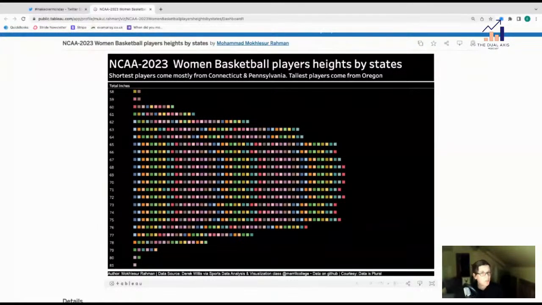The title isn't ideal, it could probably be smoothed out a little bit. It sounds very statistical, and that doesn't necessarily ignite the fire in me to look at this. Maybe you can tell more of a story, or ask a question, or point out one interesting fact. Shortest players come mostly from Connecticut and Pennsylvania. Tallest players come from Oregon. Do they come from there or do they play there? There's a difference, so double check that.